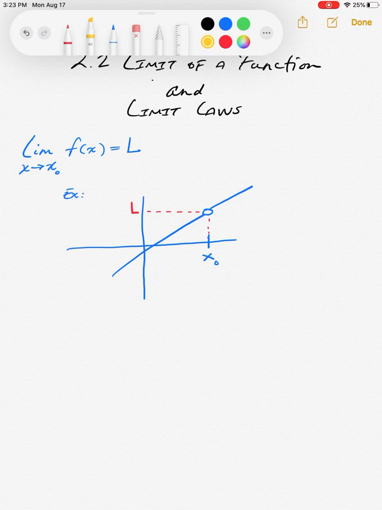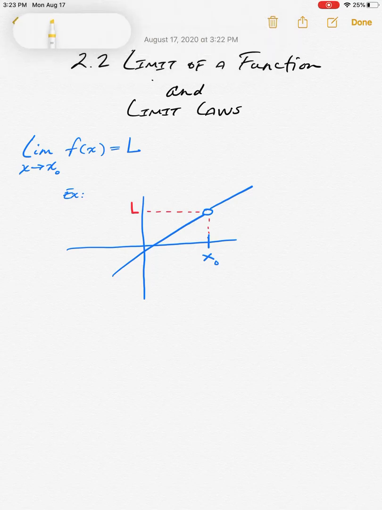All right, we're back again, and we're talking about the limit of a function and limit laws. So we have here the limit as x approaches x naught of f of x is equal to L.